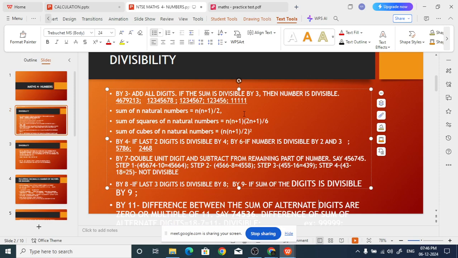Go to the next one. 1, 2, 3, 4, 5, 6, 7, 8. Add those numbers. 8 into 9 by 2 is 36. 36 is divisible by 9. So it is divisible by 9. Yes, sir. So the second one is divisible by 9.